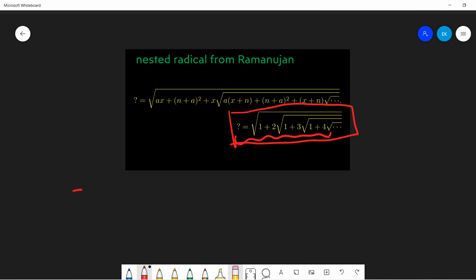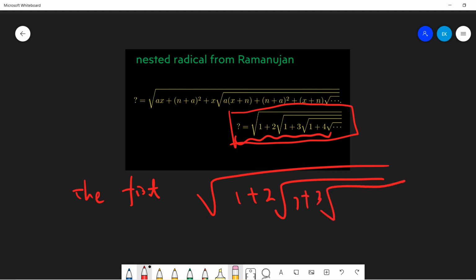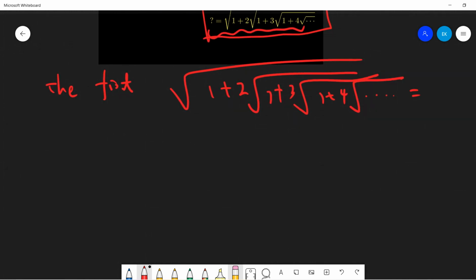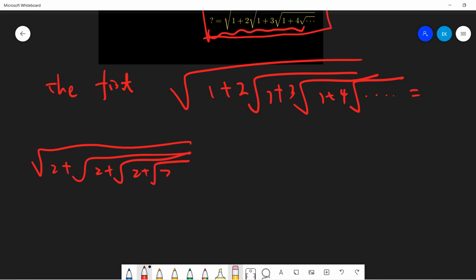So let's solve the first one. This one is very famous, that Ramanujan posted to a mathematical society. Some famous nested radical, like we already proved in the previous video, and many others have already proved, gives you 2, right? But how about this one? Let's see how Ramanujan got an answer.